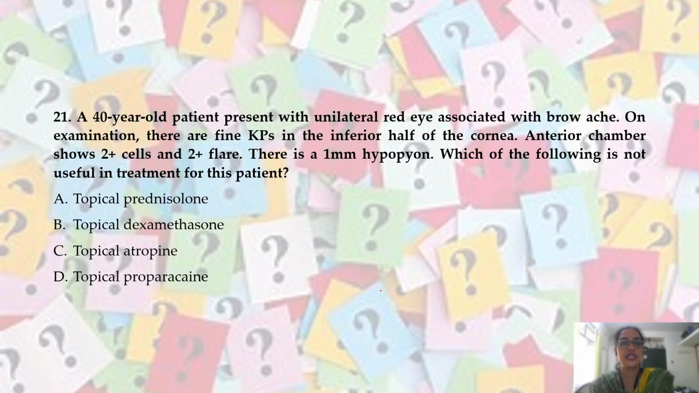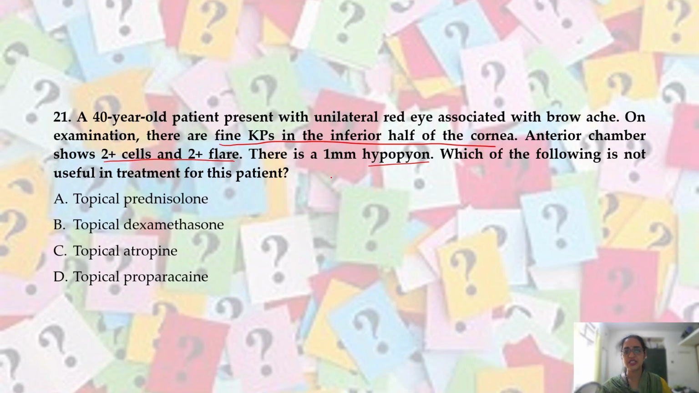A 40-year-old male presents with unilateral red eye associated with brow ache. On examination, there are fine KPs in the inferior part of the cornea. Anterior chamber shows 2 plus cells and flare. There is 1 mm hypopyon. Which of the following is not useful in the treatment of this patient?